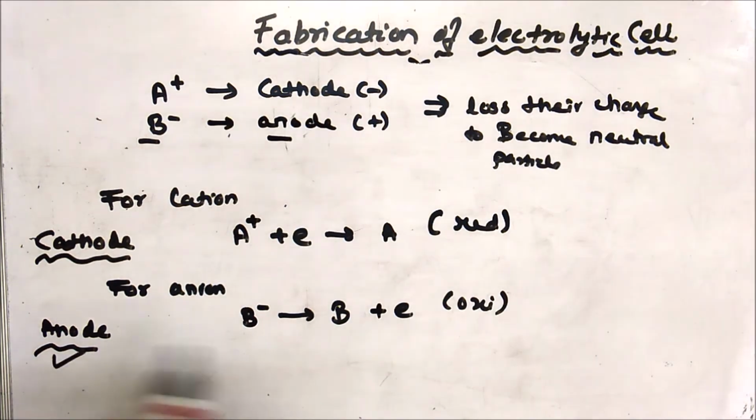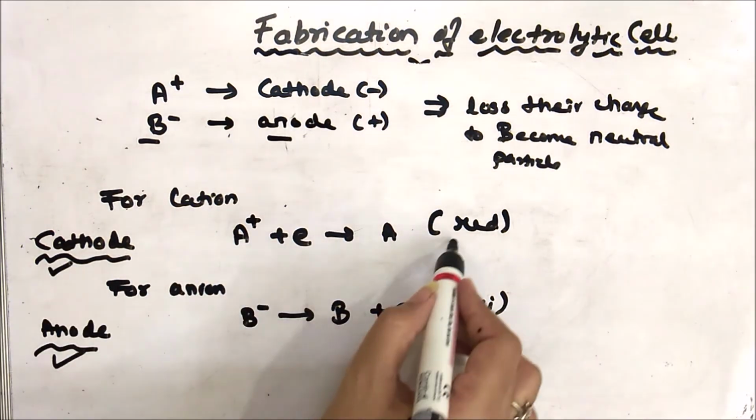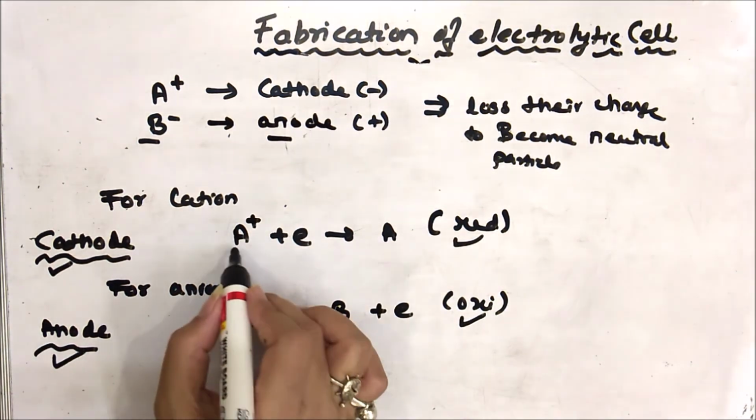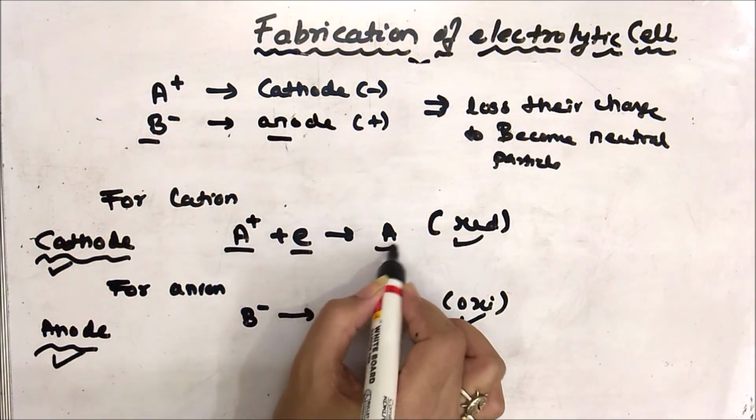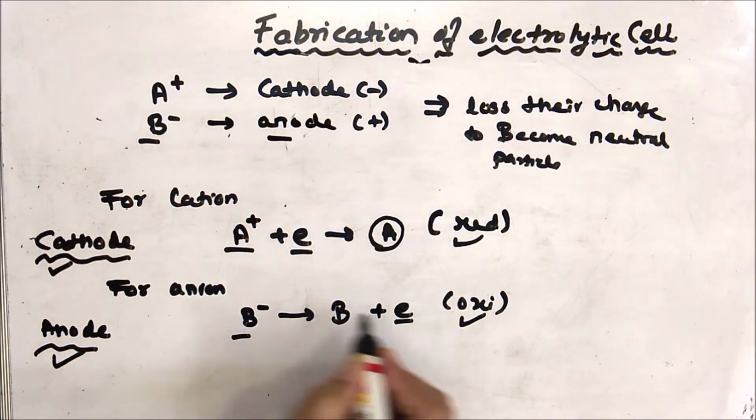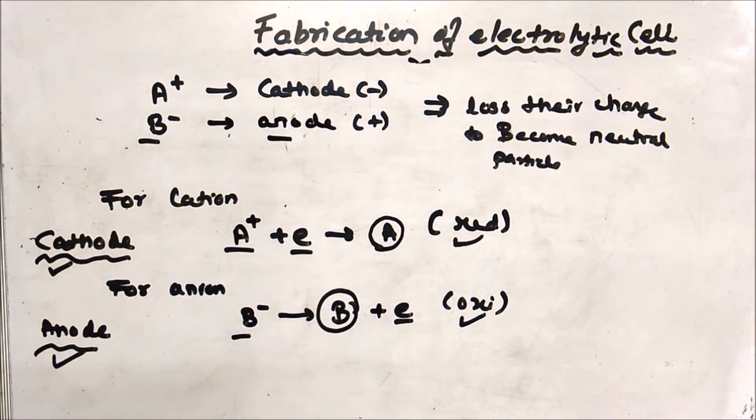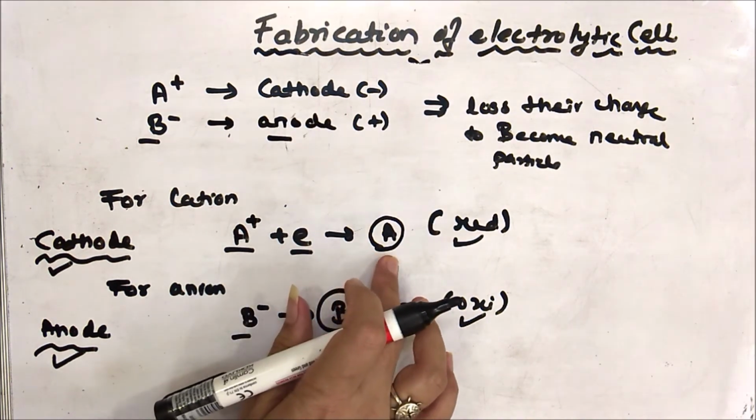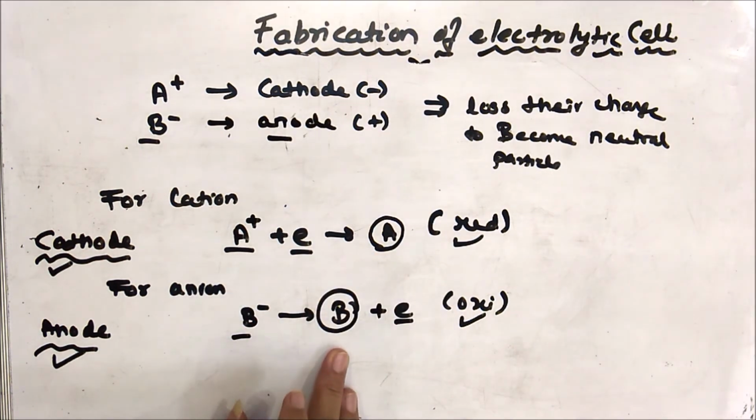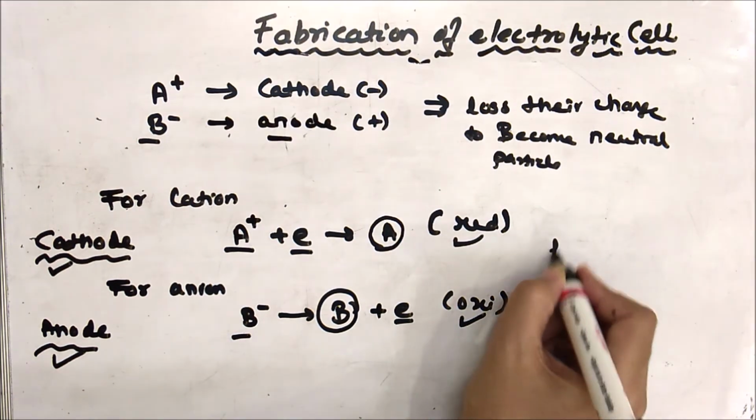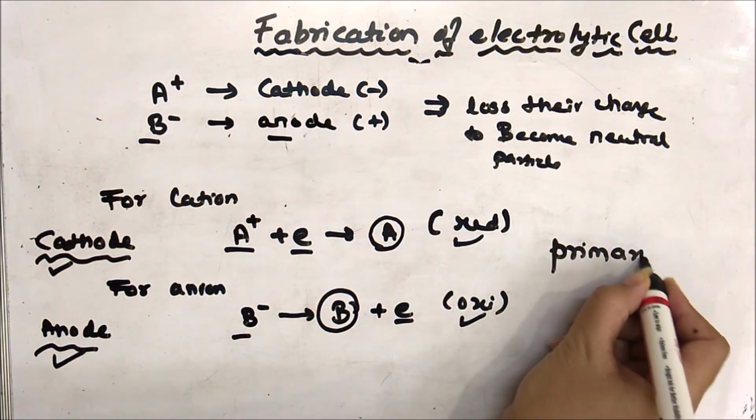So we can say that at the anode oxidation is taking place, at the cathode reduction is taking place, and here A will gain an electron and become a neutral species, B will lose an electron and become a neutral species or neutral particle, right? So the conversion of ions into neutral species at their respective electrodes is called primary changes, right? So the conversion of ions into their neutral particles at the respective electrode is known as primary changes.